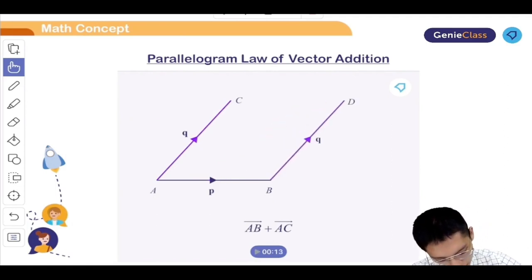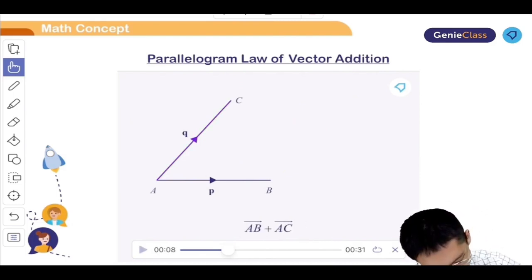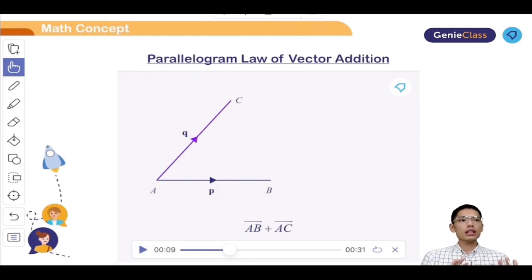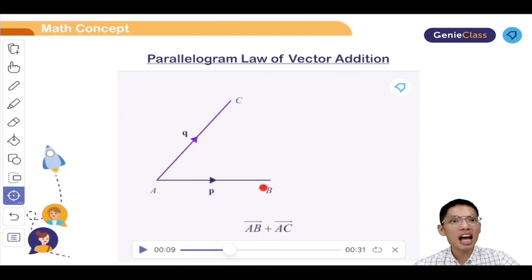Let me just pause a little bit and rewind accordingly. Now if we were to draw it this way, AB plus AC. You realize we cannot get any resulting because A to B is here, but I cannot go anywhere from B. It's stuck. If you recall from triangular law, there's somewhere for me to go from A, right? This one, I'm stuck here. I need to do something.